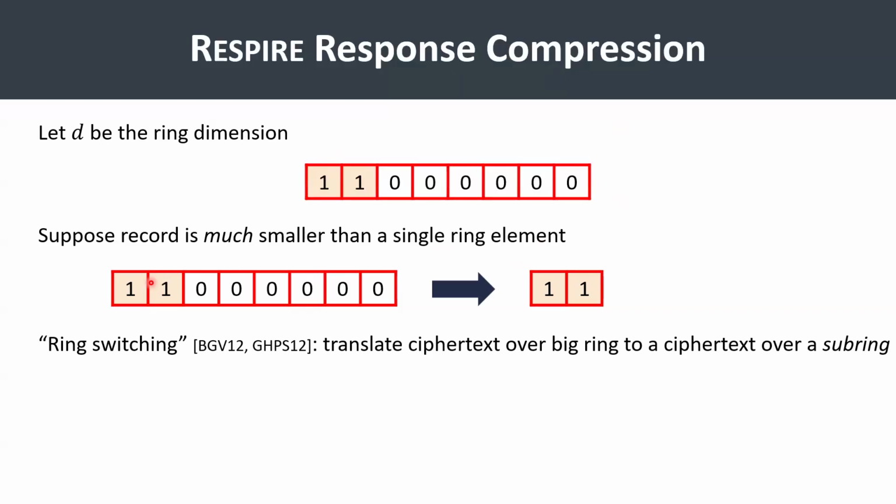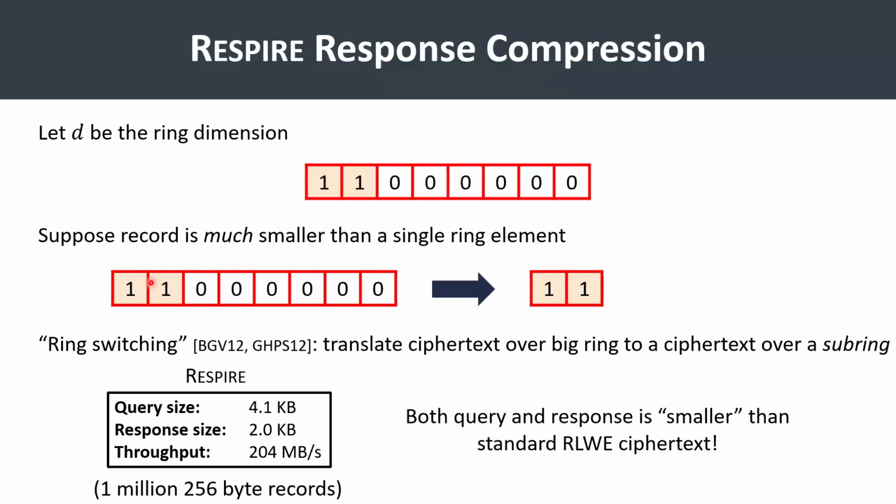But the point is that once we are done doing the computation, once we don't care about doing more computation, we can compress. We can project down into the smaller ring. And that's what we do here. So this is a way to get response compression. And so if you combine these 2 pieces together, you can get a construction where both the query size and the response size are much smaller than a single ciphertext. You can compress both.